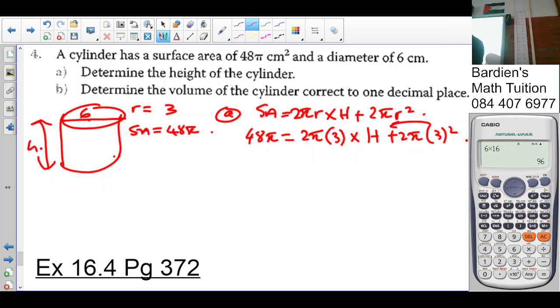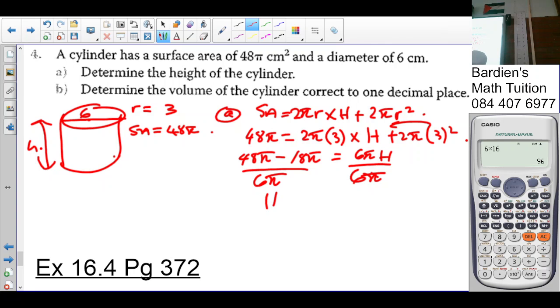So to get over the equal sign, it becomes 48 pi minus, it's going to give you 9 times 2 is 18 pi, equals 6 pi h. How do I get h on its own? Divide by 6 pi both sides. Okay, so h works out to be 48 pi minus 18 pi gives you 30 pi. Not so? 30 pi divided by 6 pi is 5 centimeters.